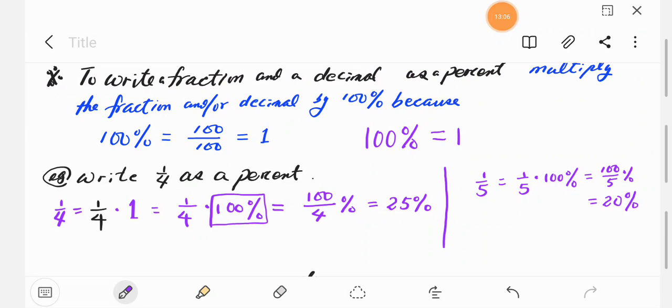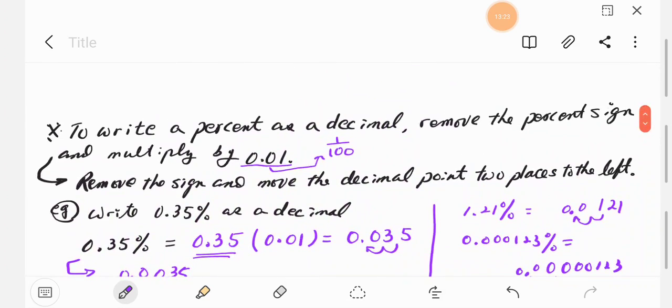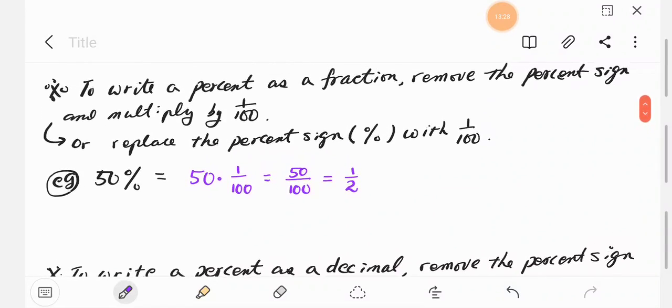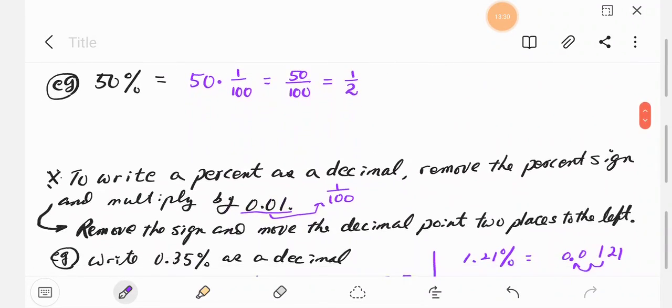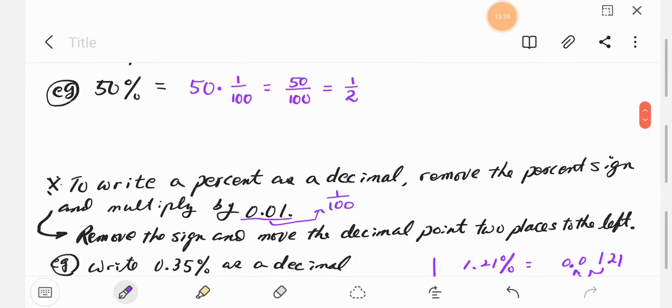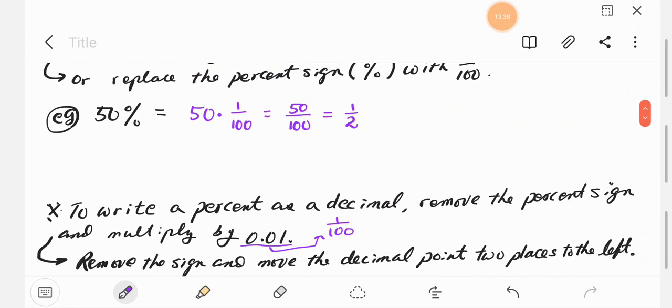Okay, so that's it for this section. It's a really simple section, and don't get confused. When you convert a decimal to a percent, just multiply by 100%. That is really simple, right? And if you want to convert from percent to a decimal, then what do you do? Remove the percent and then multiply the number by 0.01. Because 1% is equal to 0.01, right?